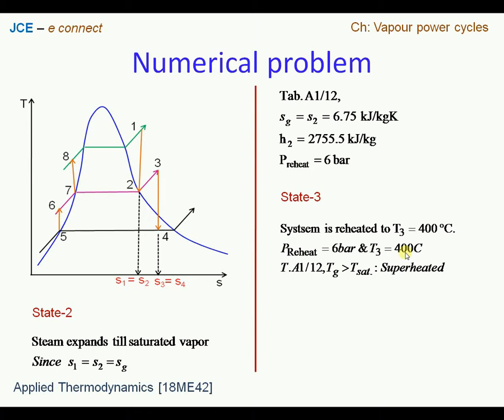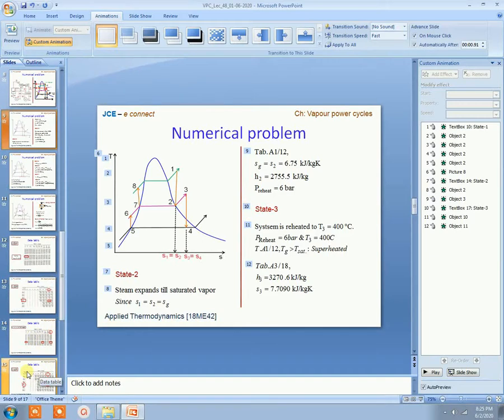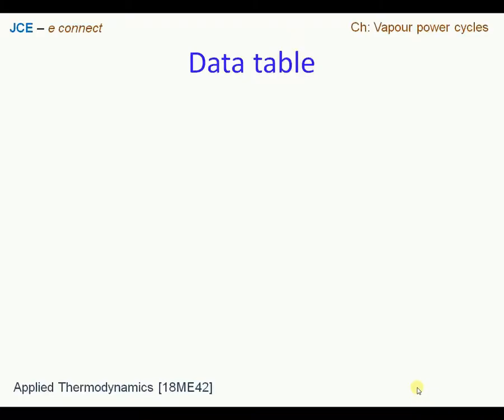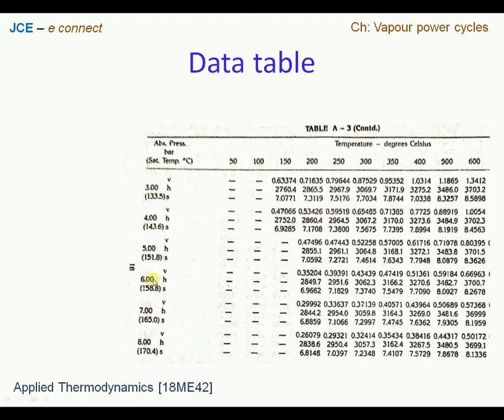Now let us look into the data tables and see where exactly this state is lying. We have a 6 bar pressure, and the corresponding temperature within the bracket is shown to us. This is the saturation temperature. But when we look into the given data, we had a reheat pressure of 6 bar, and the temperature was 400 degrees Celsius at state point 3. The value in the bracket shows the saturation temperature is 158, which clearly shows that the given temperature, 400 degrees Celsius, is greater than the saturation temperature at 6 bar pressure. So this clearly shows the system is lying in the superheated region.